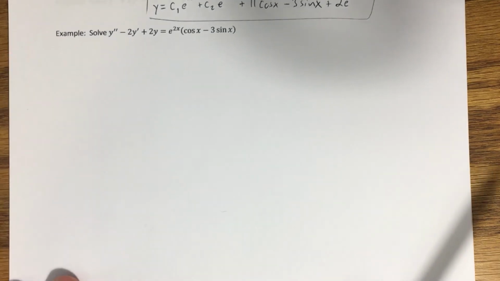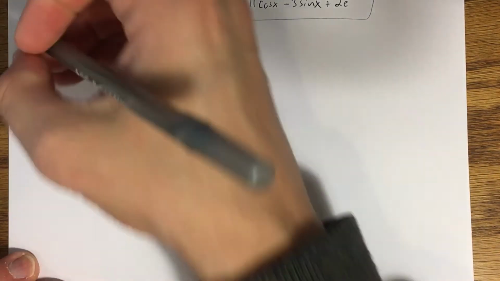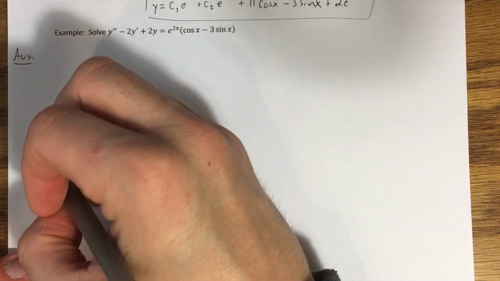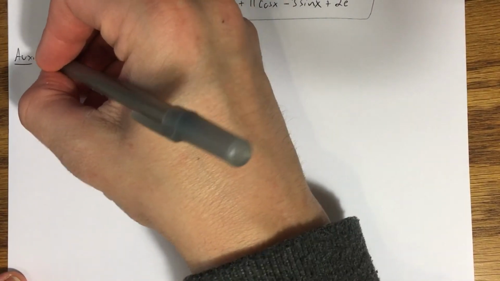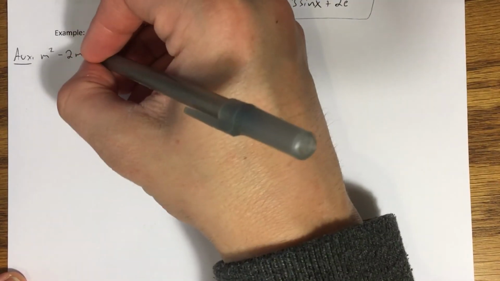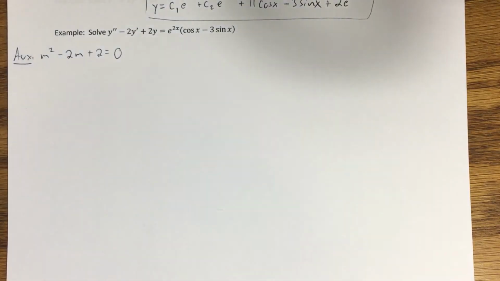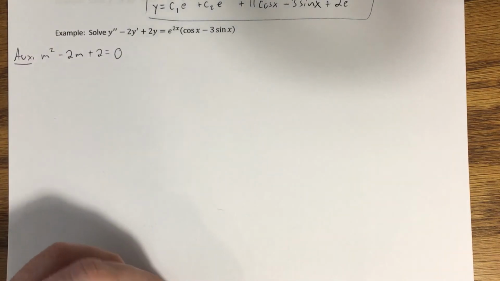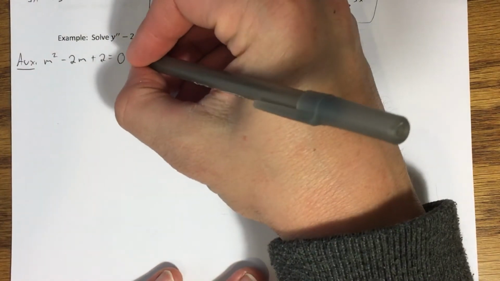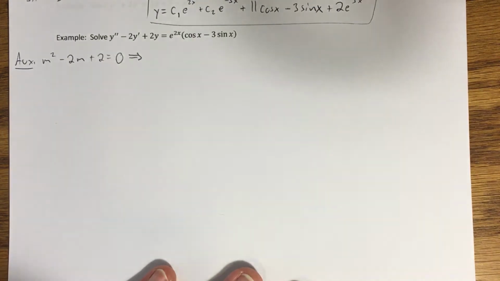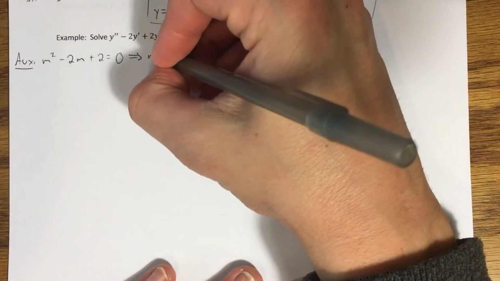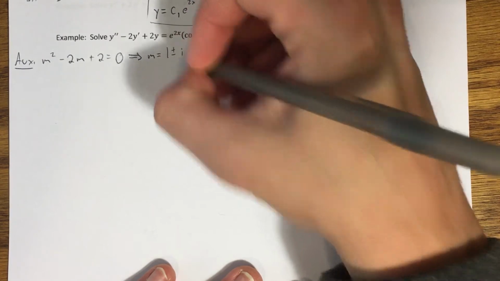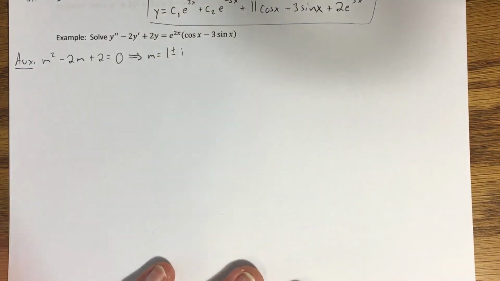Okay, so let's set up our auxiliary equation first, as we always do. Auxiliary equation in this case is going to look like m squared minus 2m plus 2 equals 0. It doesn't take much time to determine that this guy does not factor, which means we would have to use the quadratic formula to solve it. I'll let you do the quadratic formula, but this one ends up having complex solutions. We end up with m equals 1 plus or minus i.